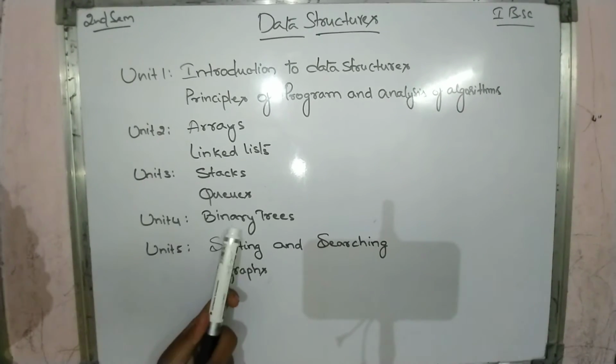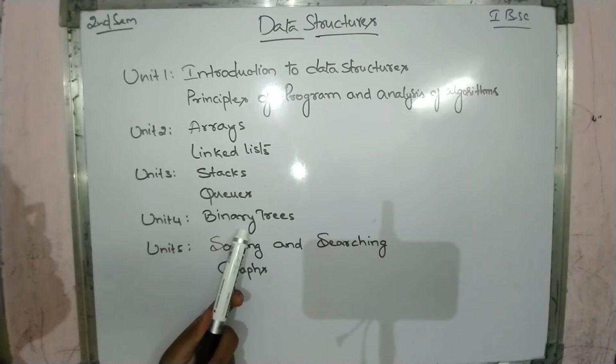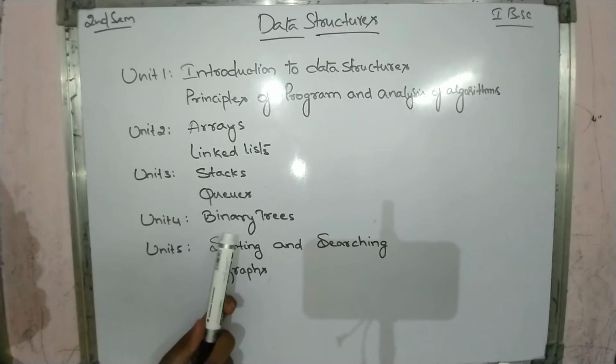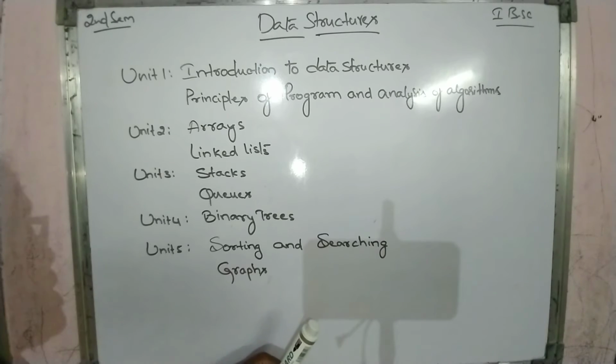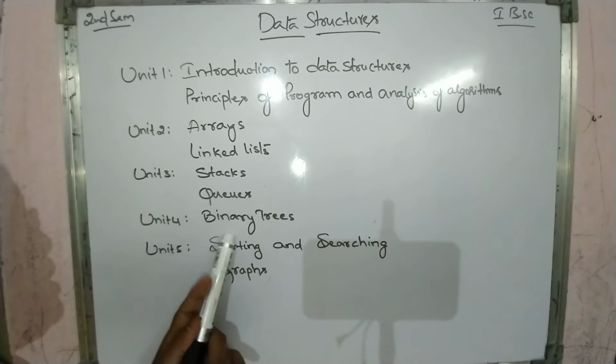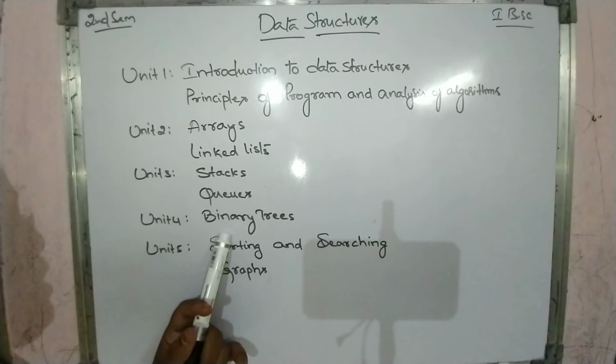And next we move to unit 4, that is binary trees. What is a tree? Tree terminologies, tree traverses. We are having 3 traverses, that is in order, pre-order, post-order. All these we learn in binary trees, and we also learn about binary search trees.